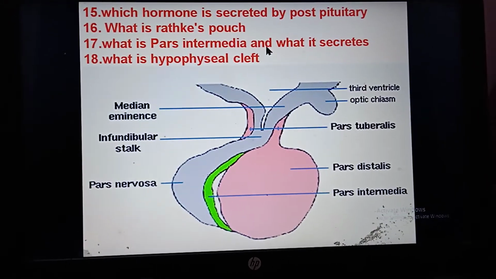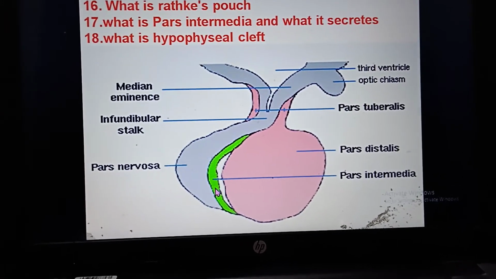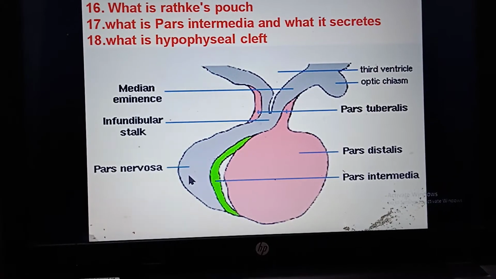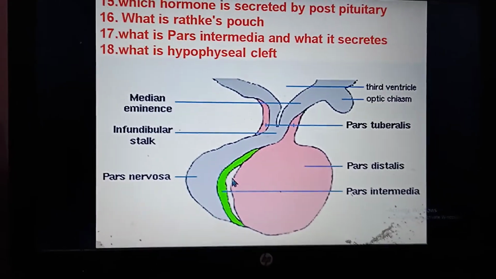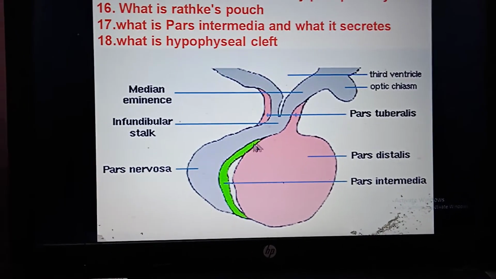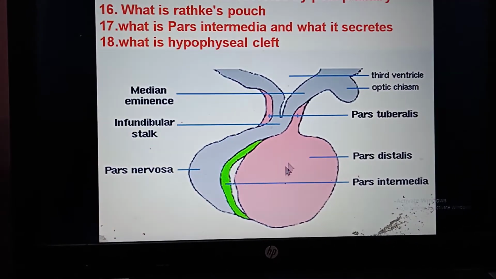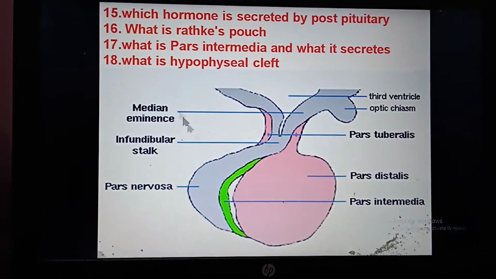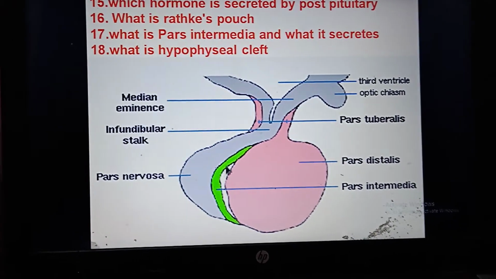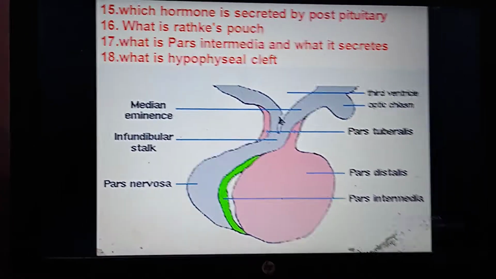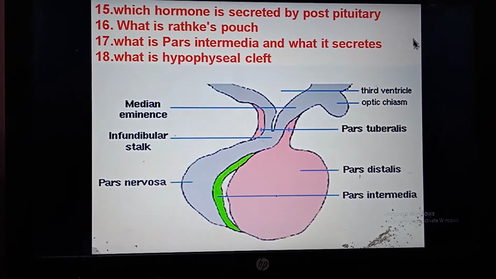What is pars intermedia and what does it secrete? Here we have seen, this is pars intermedia, this is the anterior pituitary and this is the posterior pituitary. In between these two there is the hypophyseal cleft, and after this hypophyseal cleft, in green color, is the pars intermedia, which is also part of the anterior pituitary. What is the hypophyseal cleft? It is the remnant of Rathke's pouch. And pars intermedia secretes melanocyte stimulating hormone.